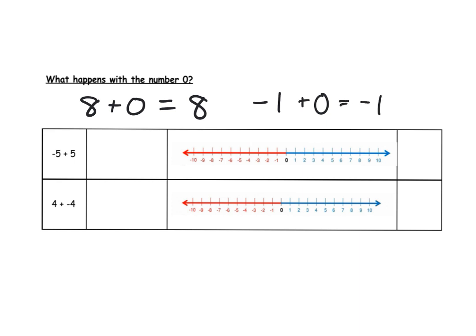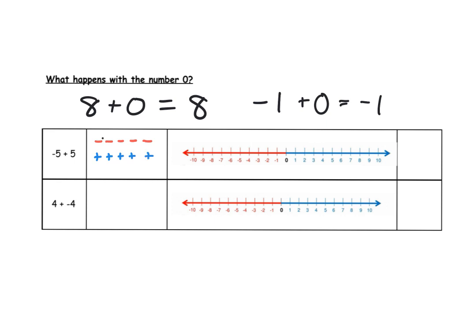Okay? But what's more important with 0 here is that if you have an equal number of positives and negatives, they're going to cancel out to become 0. So let's look at some examples of this. If I have negative 5 plus 5, I have 5 negatives and I have 5 positives.